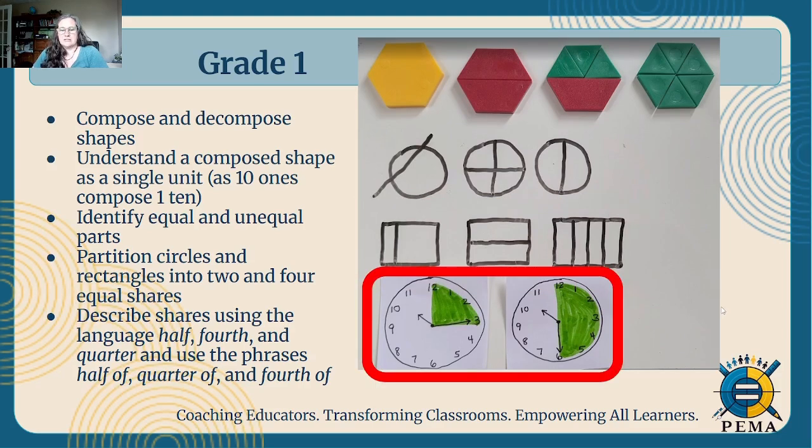At the end of fraction study in most curricula, students will then take their understanding of halves, fourths, or quarters and relate them to time on an analog clock. So I can think about 10:30 as half past 10, or 10:15 as quarter past 10. And they also talk about quarter of.